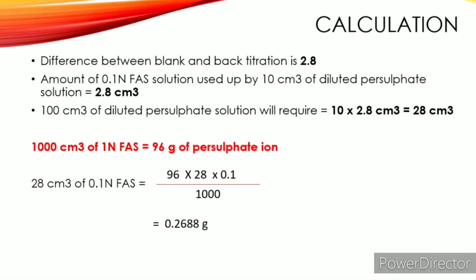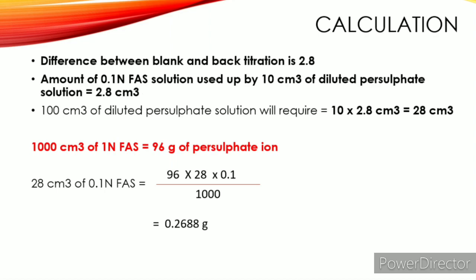Then find the difference between blank and back titration. This difference will give you the amount of 0.1 normal FS solution used up by 10 cm³ of diluted persulfate solution. Then using the equation, 1000 cm³ of 1 normal FS corresponds to 96 gram of persulfate ion, you can do a simple calculation to calculate the amount of persulfate in the given solution. Here we end our discussion on estimation of persulfate ions.